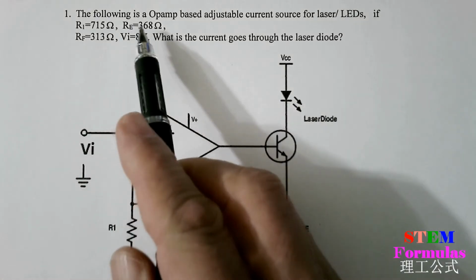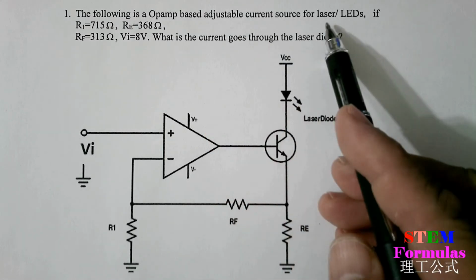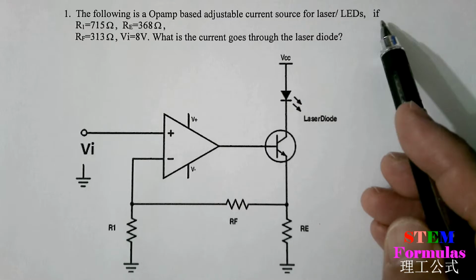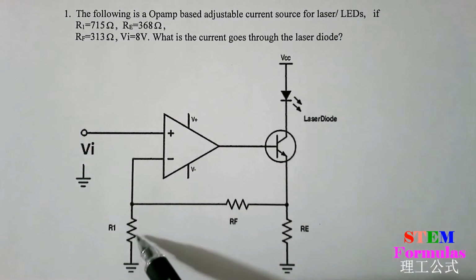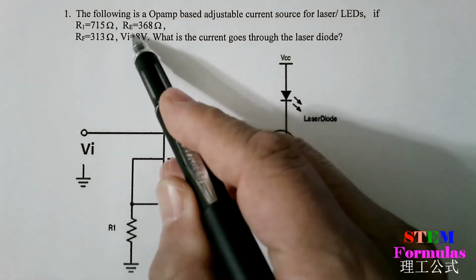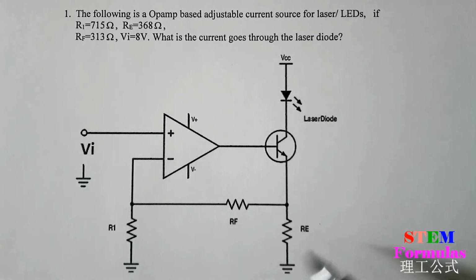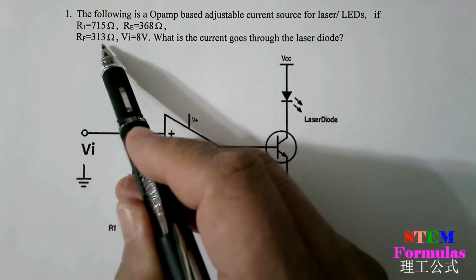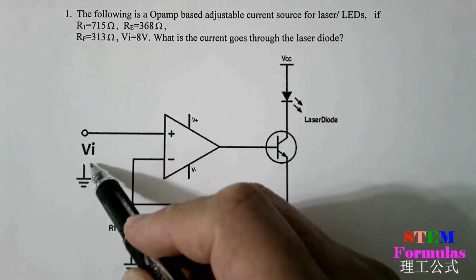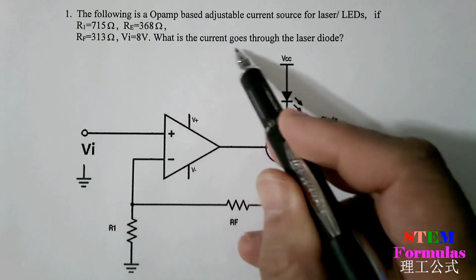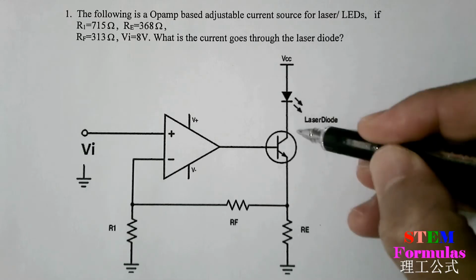The following is an op-amp based adjustable current source for laser or LEDs. If R1 equals 715 ohm, RE equals 368 ohm, RF equals 330 ohm, and VI equals 8 volts, what is the current that goes through the laser diode?